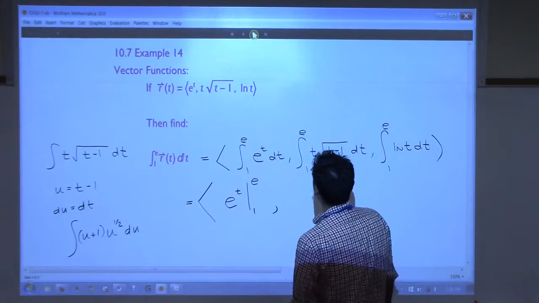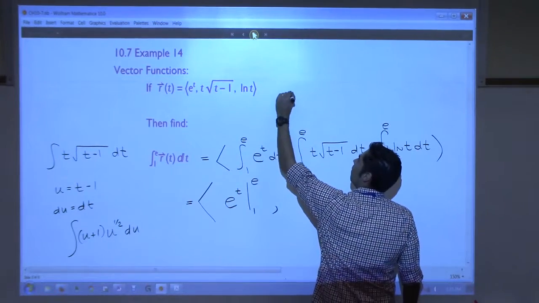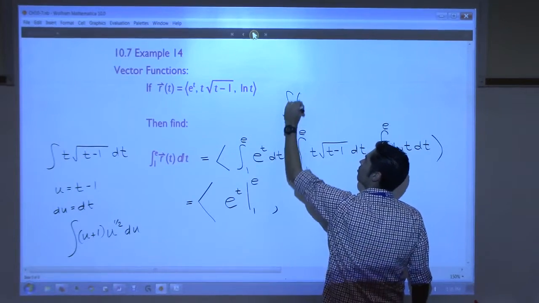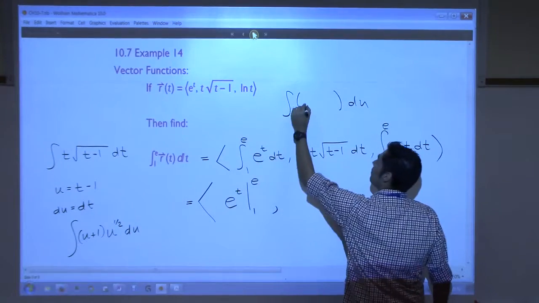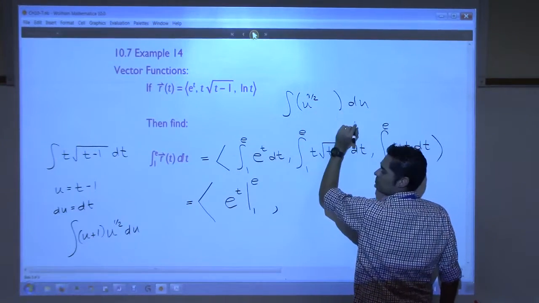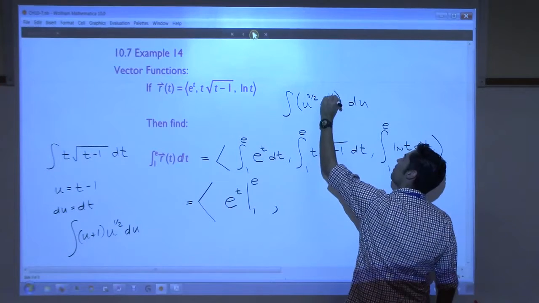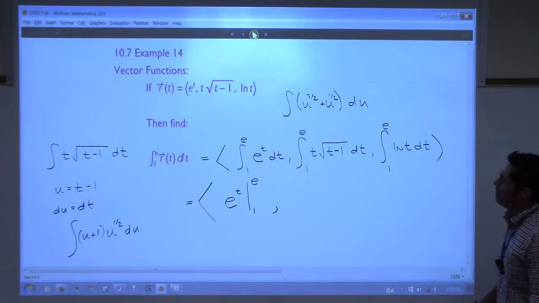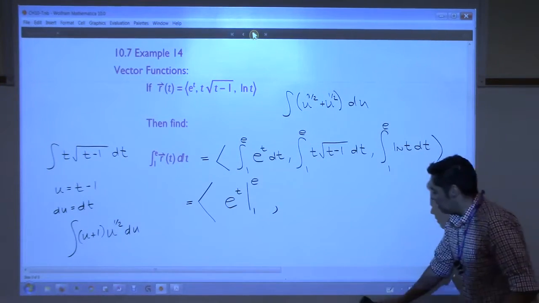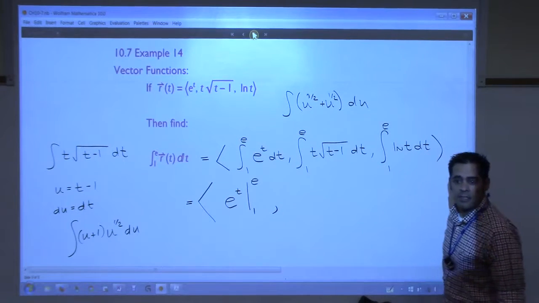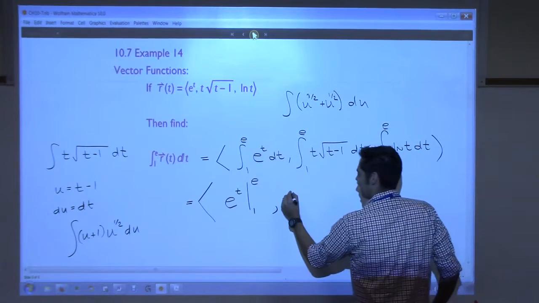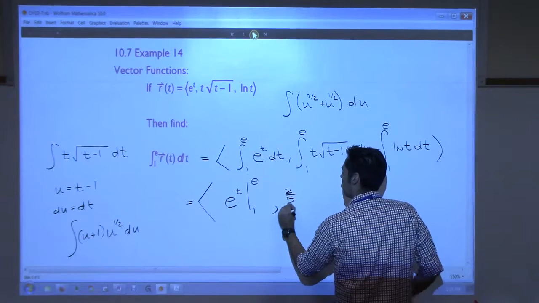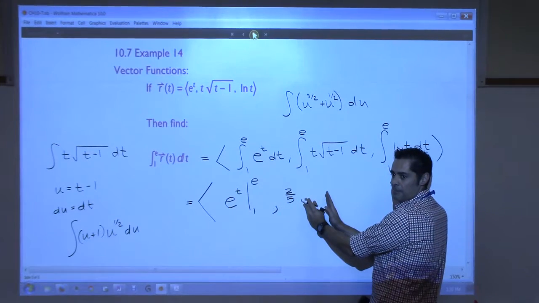I'm running out of room. I'll do it up here. We have the integral. There are two terms. What are they? U to the 3 halves plus u to the 1/2. And then you find the antiderivative of each one. What is the antiderivative of u to the 3 halves? 2/5 u to the 5 halves? Yes, something like that. 2/5 u to the 5 halves, right?